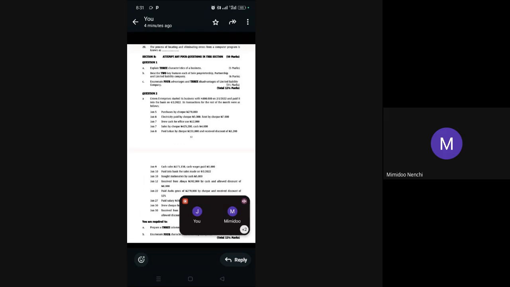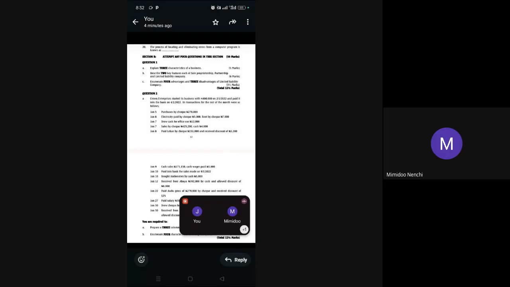Car Enterprises started its business with 800,000 naira on 1st February 2022. They paid it into the bank on 4th of January 2022. Its transactions for the rest of the month were as follows: January 5th, purchases by check, 270,000 naira. 8th, electricity paid by check 5,000 naira. Rent by check 7,000.